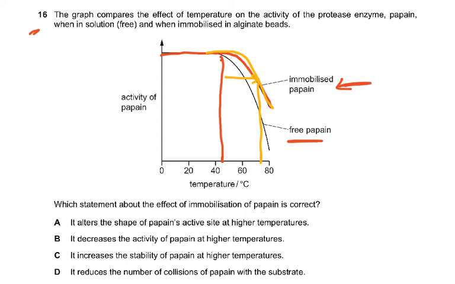So what is it doing? It increases the stability of the papain at higher temperatures. Does it alter the shape of the papain's active site at higher temperature? No, doesn't seem so. It decreases the activity of papain at high temperatures? No, that's wrong as well. It reduces the number of collisions? No, we can't see that anywhere.